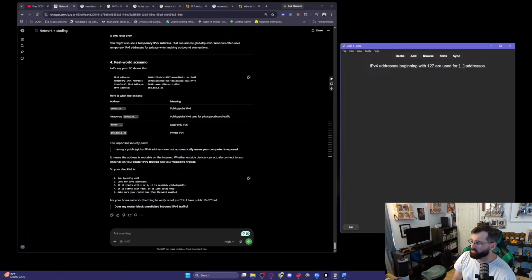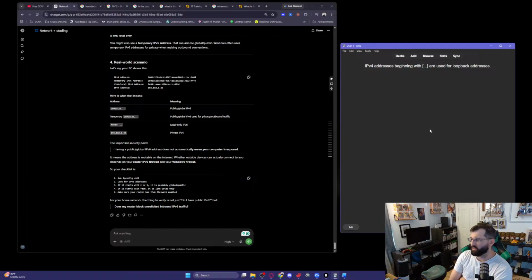IPv4 addresses beginning with 127 are used for... damn it, I knew it right before. Loopback. If the host portion of the IPv4 address is all ones, what kind of address is it? Oh, broadcast. See how I get confused?